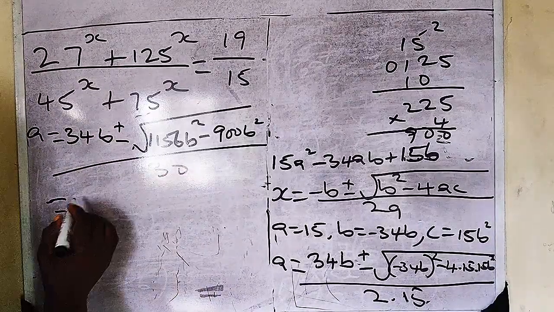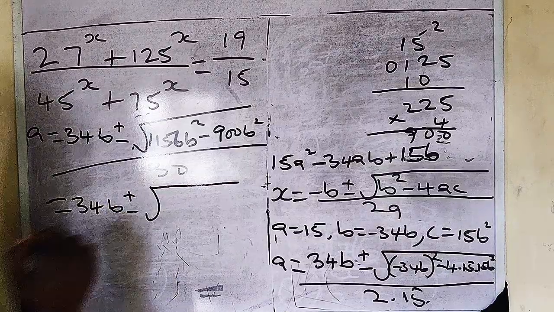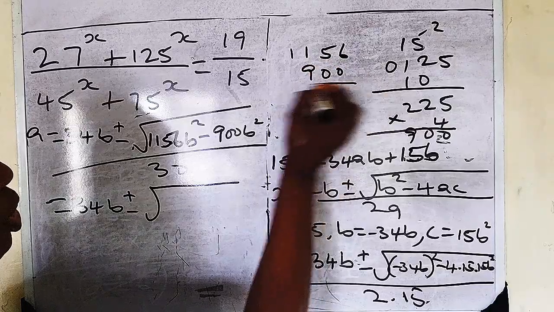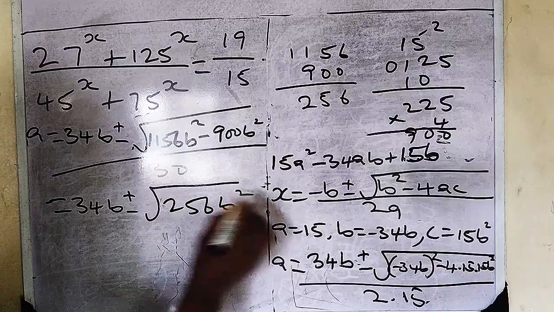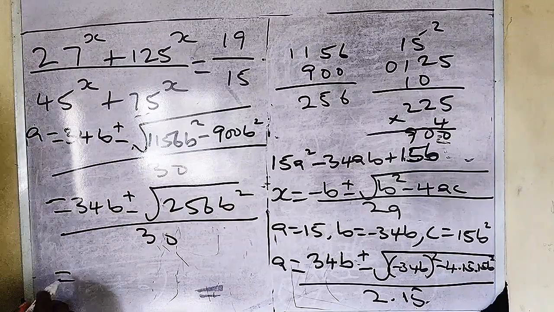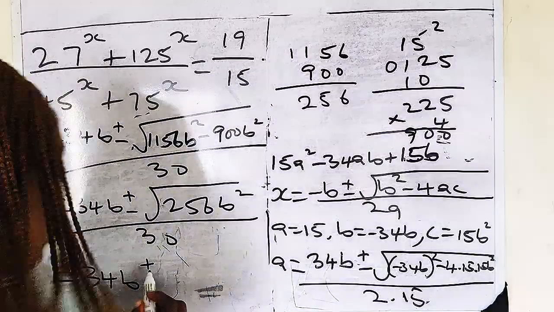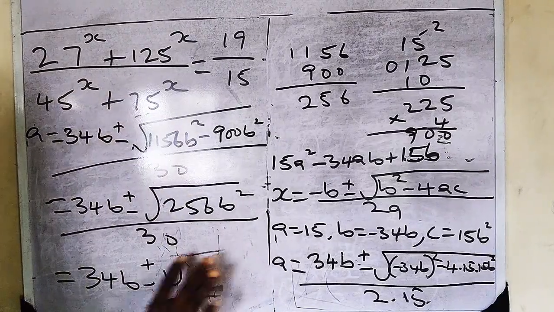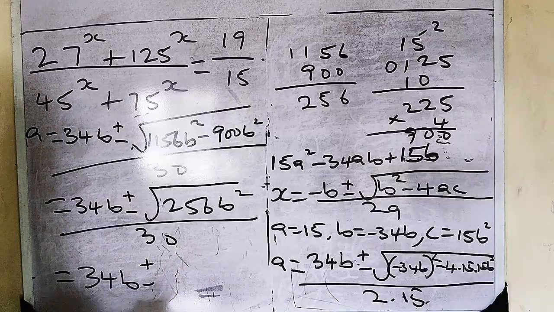So this will be equal to 34B plus or minus the square root of 1156 minus 900 will give you 256B squared all over 30. This is still equal to 34B plus or minus the square root of 256B. The square root of 256 is equal to 16.